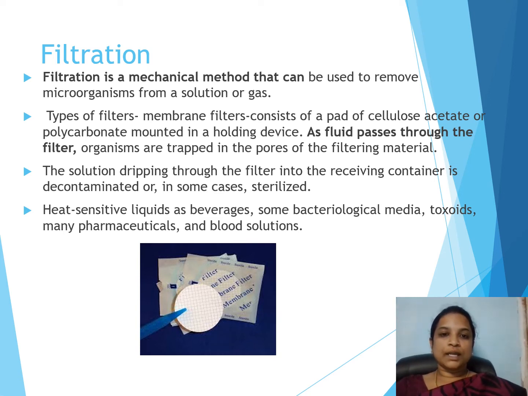The most important type of filter used in this technique is the membrane filter, which consists of a pad of cellulose acetate or polycarbonate mounted in a holding device. As fluid passes through the filter, organisms are trapped in the pores of the filtering material. The solution dripping through the filter into the receiving container is decontaminated, or said to be sterilized. Heat-sensitive liquids such as beverages, bacteriological media, toxoids, and many pharmaceutical and blood solutions are sterilized by this method.